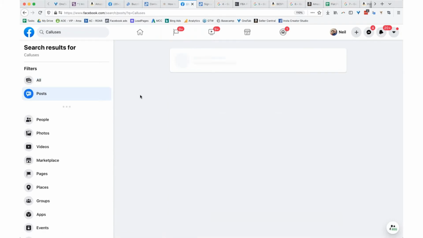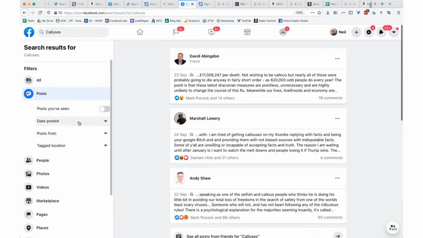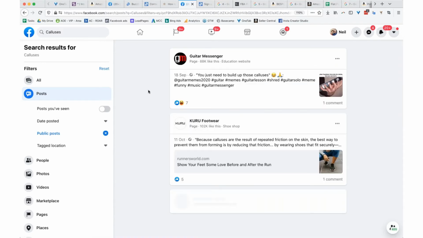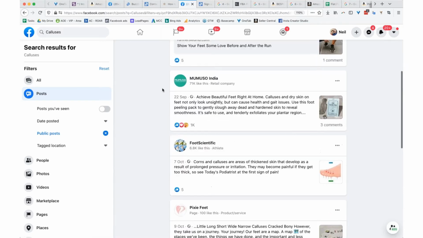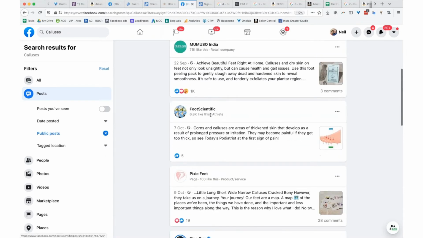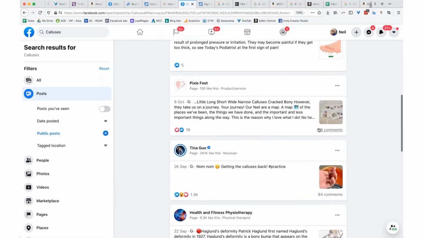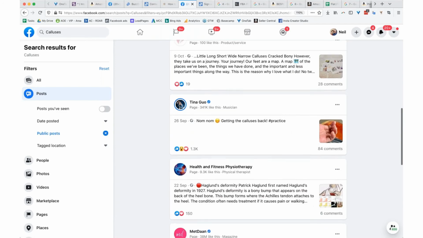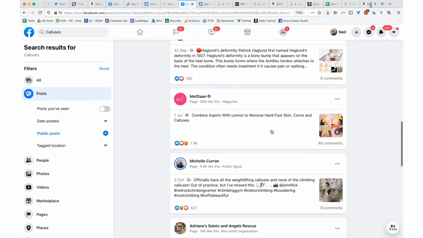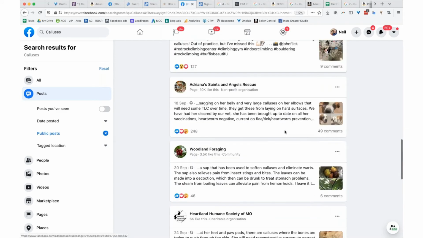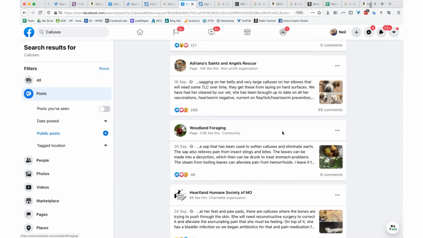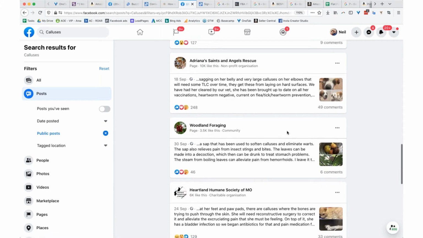What about posts? Let's go to posts over here. Posts from public posts. Let's go public posts, see if I can find anything here. So again, I'm looking at what's actually getting traction. 28 comments on that, 84 comments on that. I'm trying to figure out what gets shared, what gets interaction.